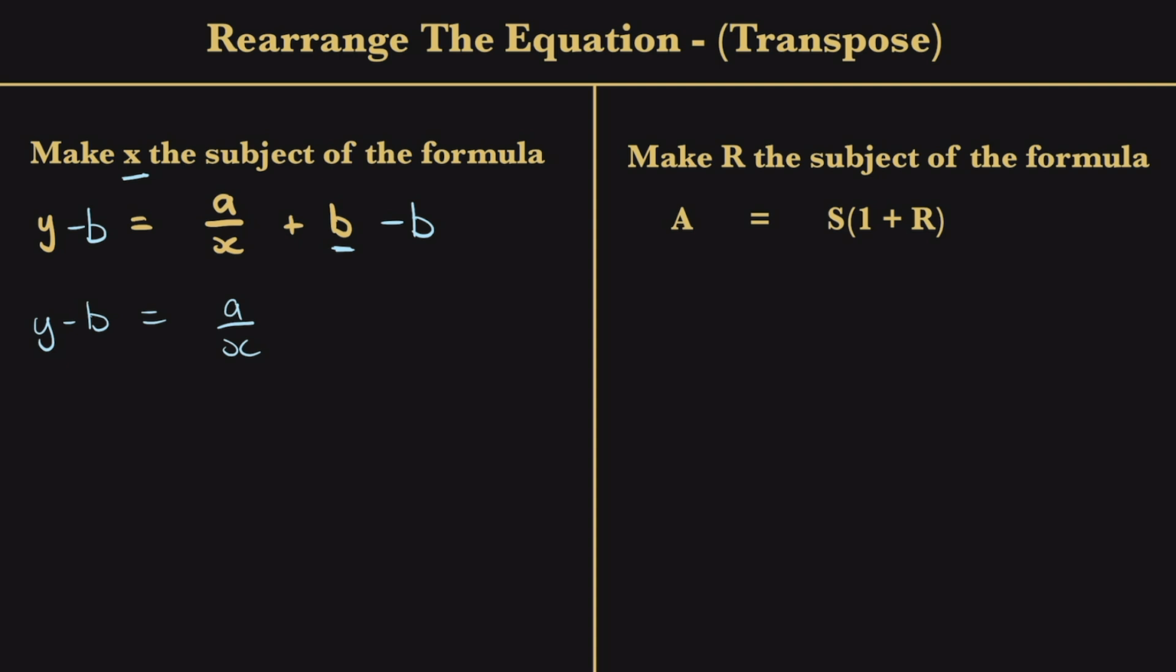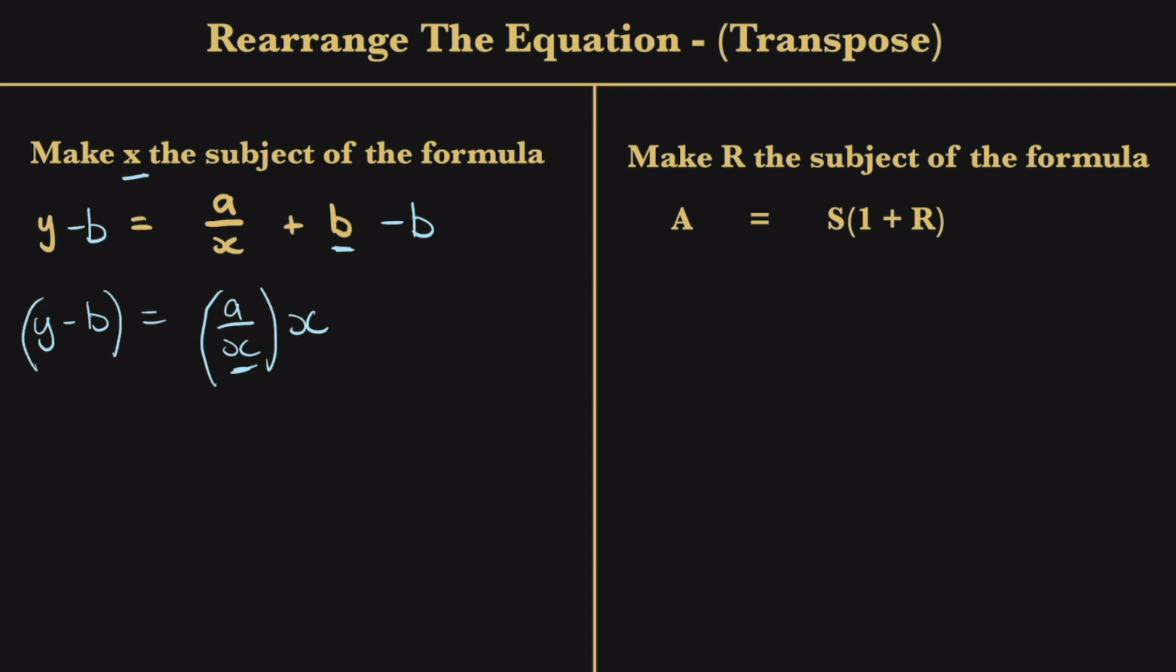Now, the next part is, because x is on the denominator, what we want to do is we want to make x the numerator. So we want to bring that up to the top line, basically. So what we're going to do is we are going to multiply both sides by x. Just to show what we're doing here, I'm going to put that in a bracket, and I'm going to write an x on that side. So that means multiplied by x. And I'll do the same thing to this side.